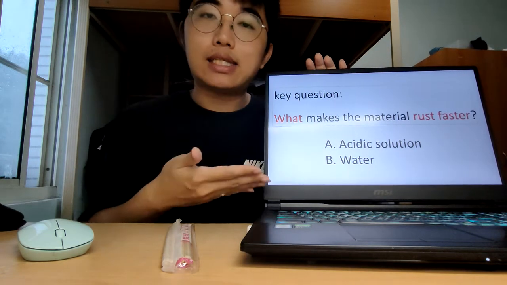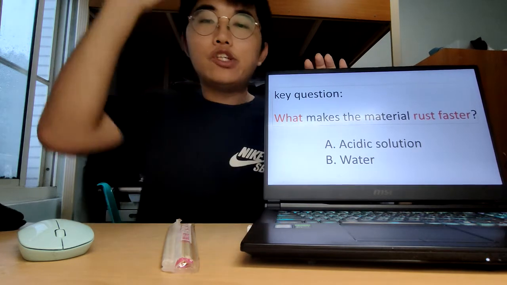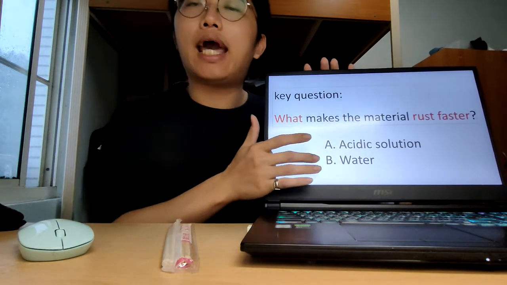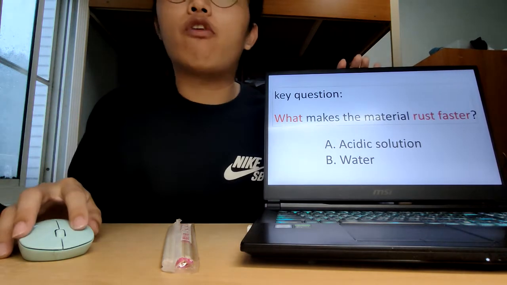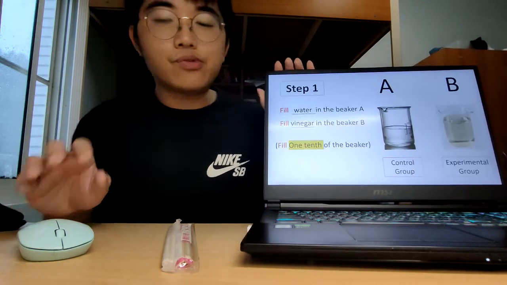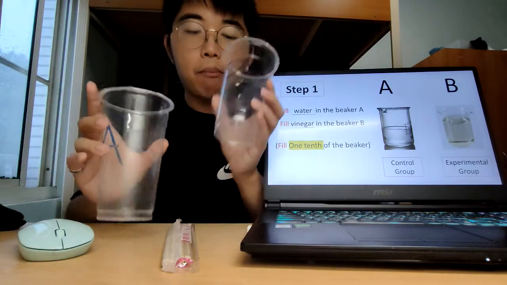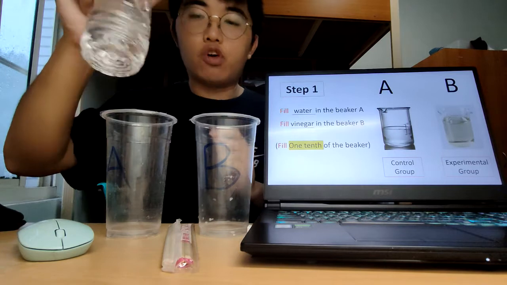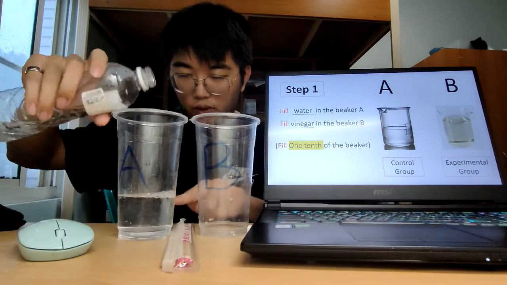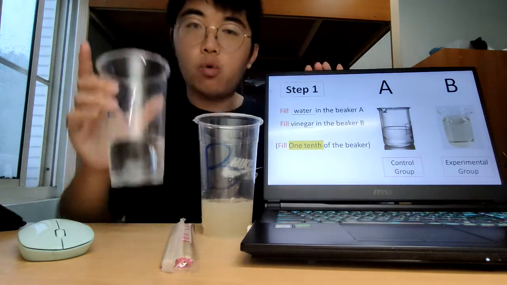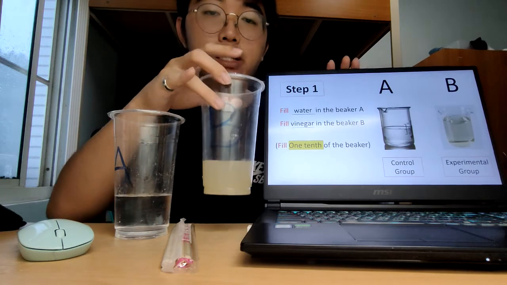A. The acidic solution, or B. Water. Raise your hand if you think it's A. The acidic solution. B. Water. We will figure it out. So step 1, we have our beaker A and beaker B. So fill water in beaker A. So let's see, 1/10 of the beaker. Fill water in beaker A. Fill vinegar in beaker B.